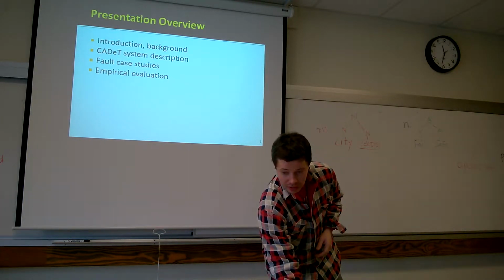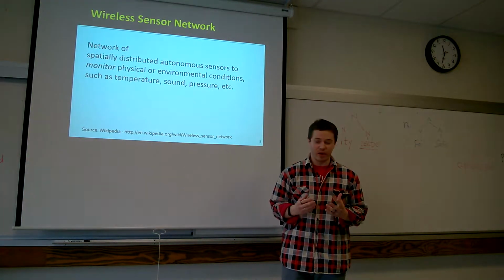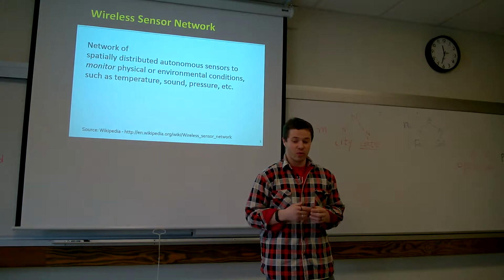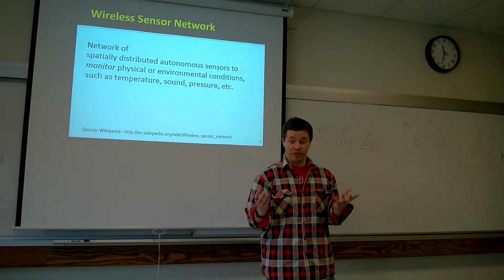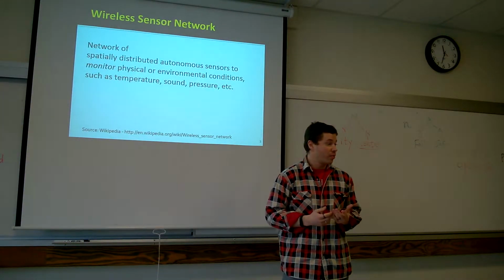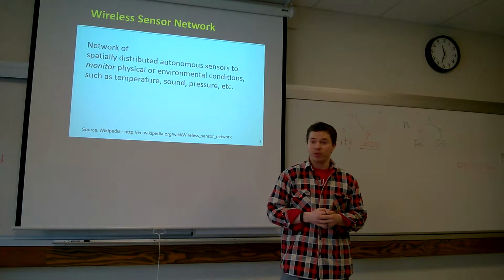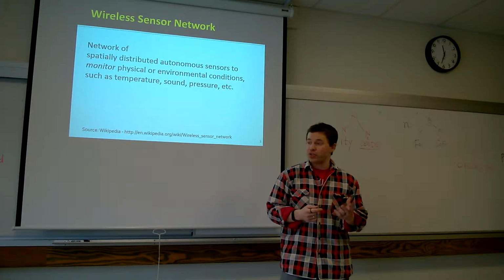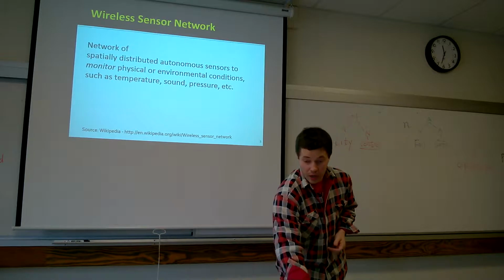All right, let's start. First of all, what is a wireless sensor network? I guess it's important background that everyone should know. First of all, it's a network of spatially distributed autonomous sensors that are capable of monitoring some environmental conditions. People say you can use them to monitor radiation, breach conditions, and many other things.